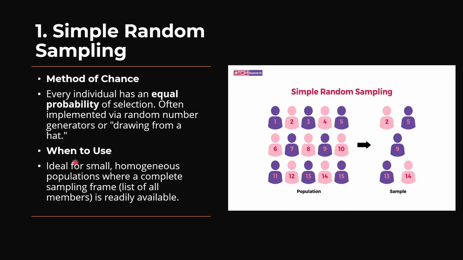When is it suitable, or when should we use simple random sampling? It is ideal for small homogeneous populations where a complete sampling frame, or list of all members, is readily available. If we have a sampling frame, that is a list of all the members in the population available with us, and it is not a very huge number of elements in the population, then we can go with the simple random sampling technique.